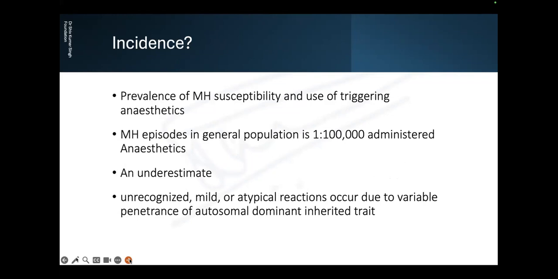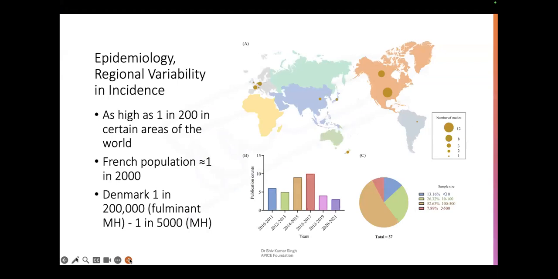So how common is malignant hyperpyrexia? MH episode in the general population is said to be around 1 in 100,000 administered anesthetics, but this might be an underestimate. A lot of unrecognized mild or atypical reactions can occur. And this happens because there is a variable penetrance of an autosomal dominant inherited trait. So MH is an autosomal dominant disease.